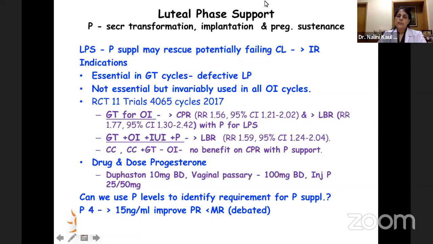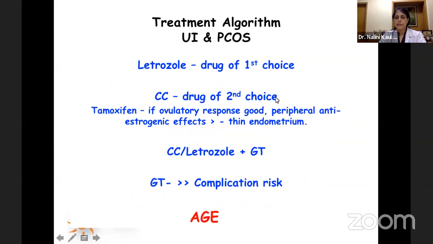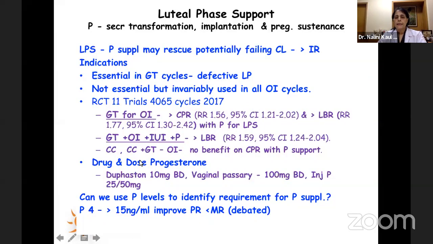So far as luteal phase support goes, as I said, it is essential in gonadotrophin cycles. It's not really essential in ovulation induction cycles, but you can give either Duphaston 10 milligrams twice a day or a vaginal pessary or injectable as you like, because we've seen that it really does not benefit you except when you have given gonadotrophins.